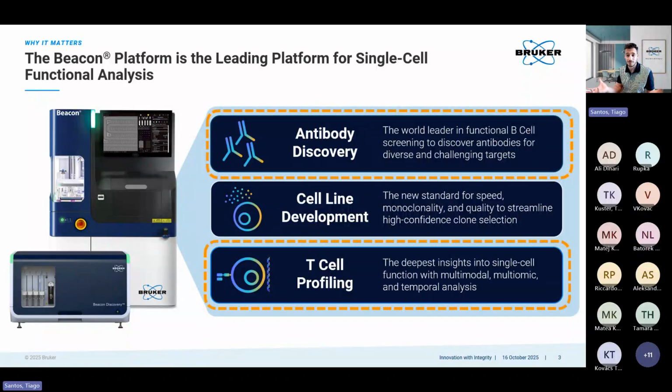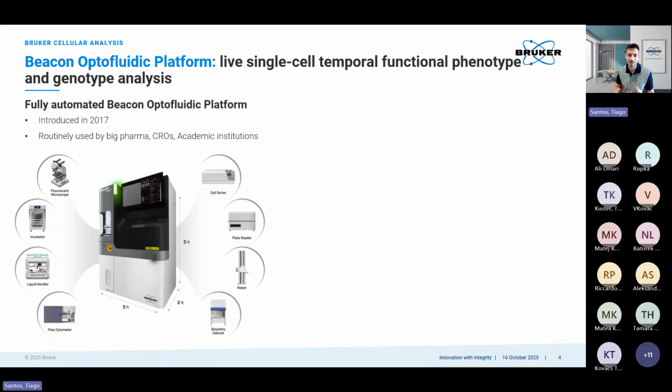So what's Beacon? Beacon is an optofluidic platform. It combines optics and microfluidics, but more than that. As you see in this image, within this platform, you have multiple instruments. And all of these instruments are combined together and fused to really process the cells and analyze live single cells and do multiple functional assays.